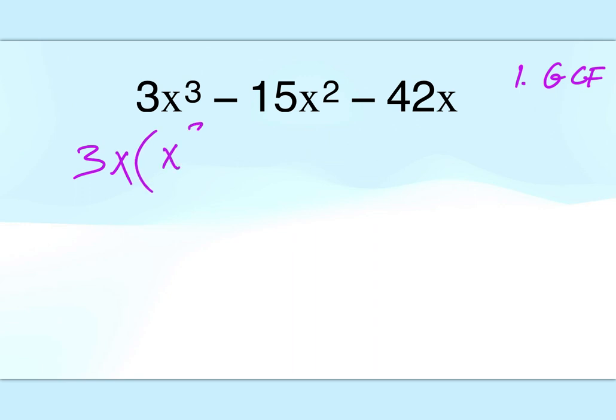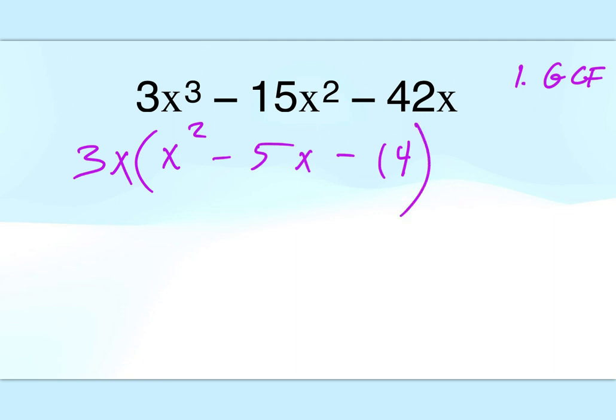I'm left then with x squared when I divide the 3 and the x out of 3x cubed. Divide the 3 out of 15, I'll have minus 5. Divide one of the x's out of x squared, I'm left with x. 3 out of 42, let's see, 3 goes into 4 one time, carry the 1 to 12. 3 into 12 is 4. And the x gets divided out, so it's done at that point.